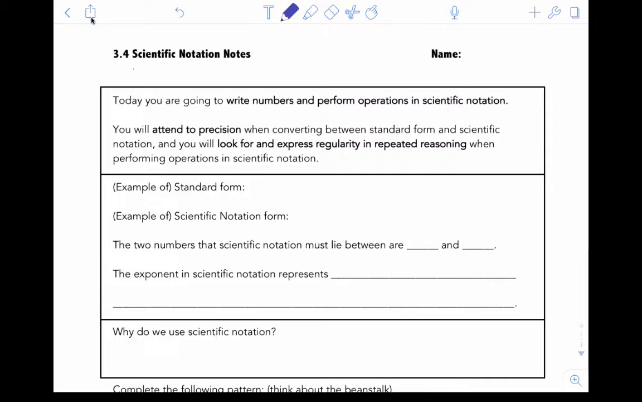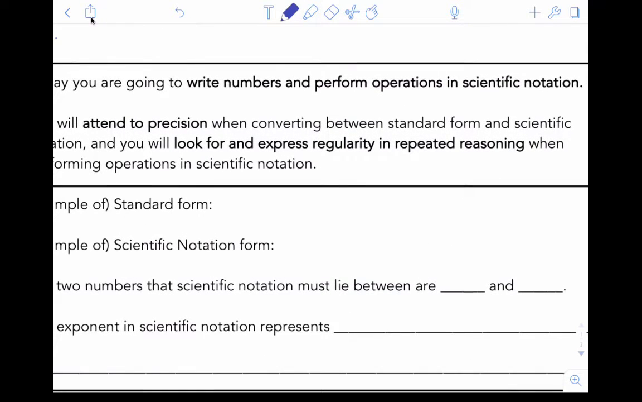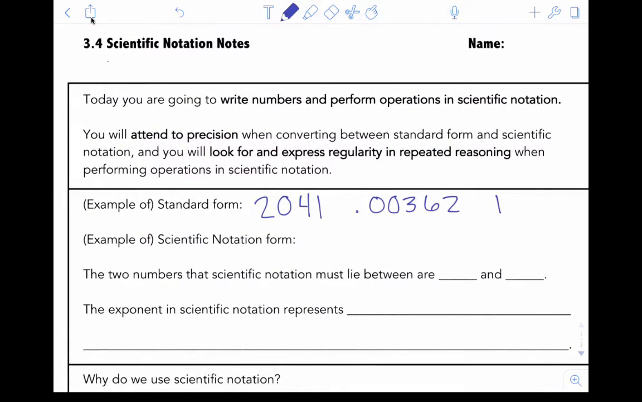So to get started, I'm going to show you an example of standard form. So that's any number that you're used to seeing. It can be 2041. It can be 0.00362, or it can be something as simple as 1. It's any normal number that we are used to.